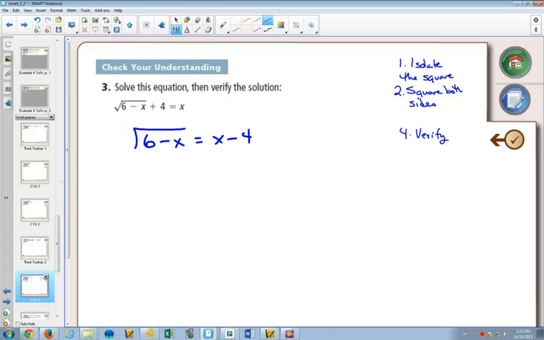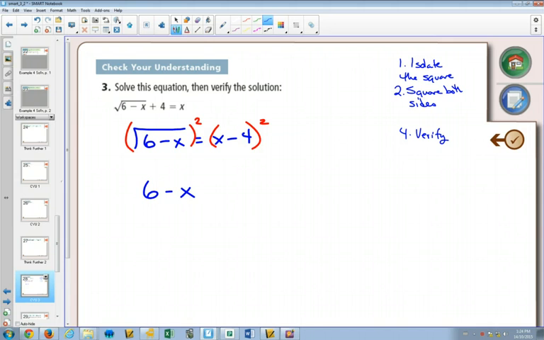So now we need to square both sides. When I square both sides, the whole side gets squared. So here, squaring and a square root, that will just go away. You'll just be left with x, 6 minus x.